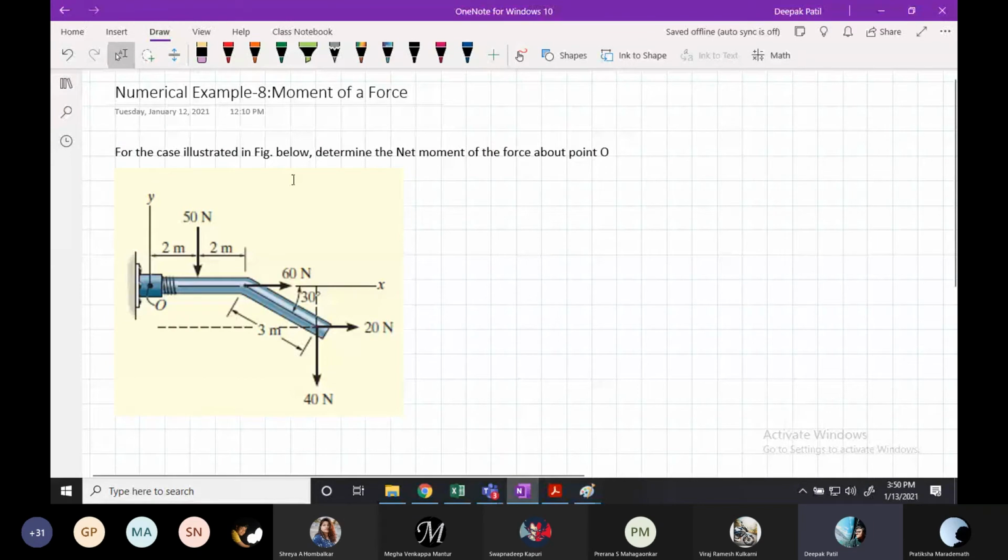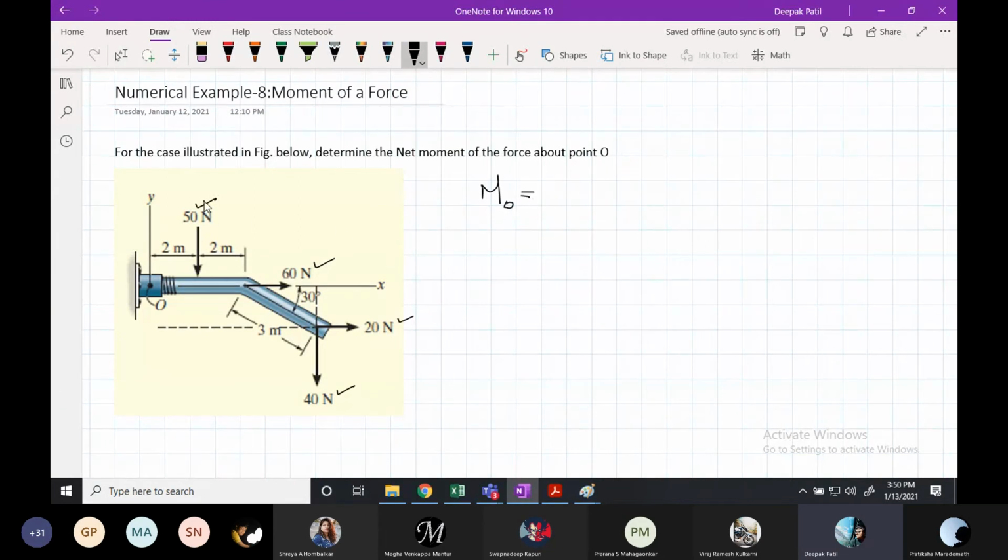Now for the case illustrated in the figure below, determine the net moment of force about point O. You have to find out the net moment of all these forces. The first one is 50 newtons, then I have 60 newtons, then 20 newtons, and then 40 newtons. So there are four forces, and you have to find out the net moment at point O because of all these four forces. Let us calculate them one by one. I will mark this as MO, that is moment at O, equal to.